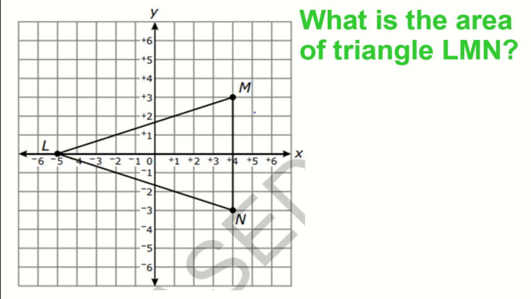I'll do this one because I know it's a little hard to count squares. How do you find the area of a triangle? Base times height divided by 2. So from M to N is going from -3 to +3. So that gives us 6. L down to here is going from -5 to +4. So that's a distance of 9. So 9 times 6 is 54, divided by 2 gives you 27.